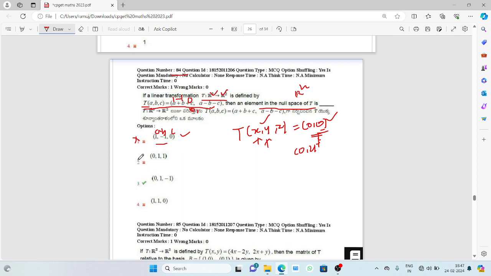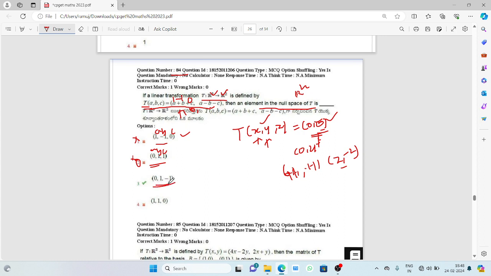Now I am checking whether the second one satisfies that condition or not. I take a, b, c as given and substitute. The first component gives 1 plus 1, and the second gives 1 minus 1 minus 1, so that will give you (2, minus 2). This is also not satisfying, so we can cancel the second option. Only if you get (0, 0) can we say that the vector is an element in the null space of T.